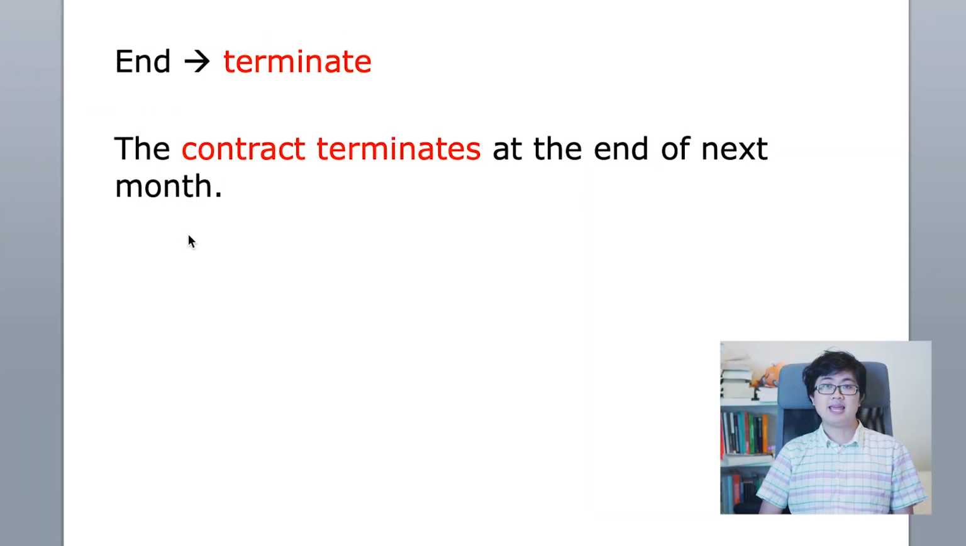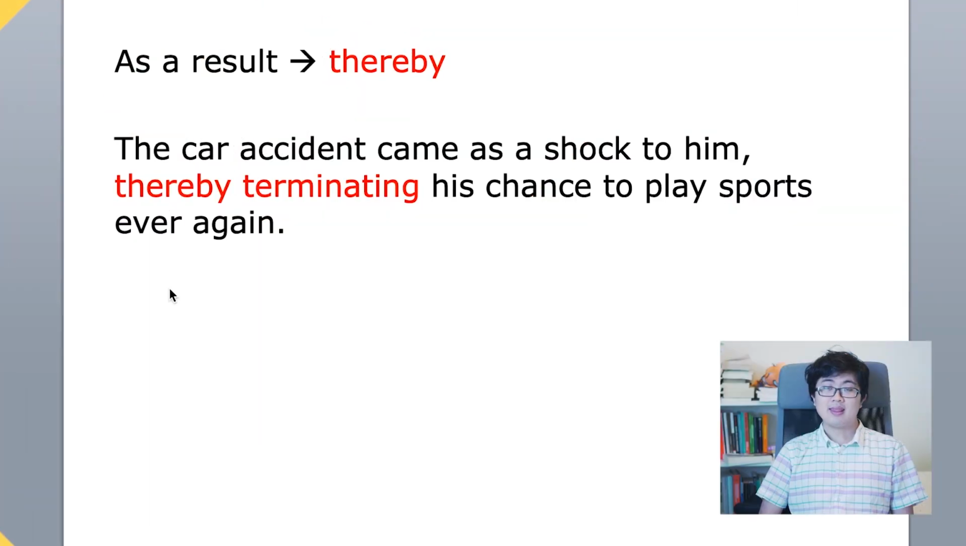The next one, instead of end, say terminate. For example, you can say the contract terminates at the end of next month. The next one, as a result, you can use thereby. But thereby is very difficult to use. Be careful. Now, pay attention to the structure in here.